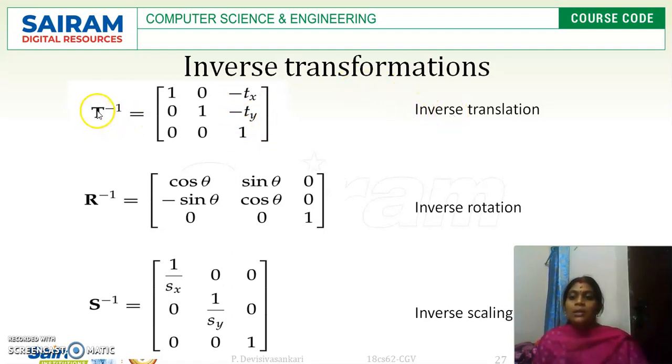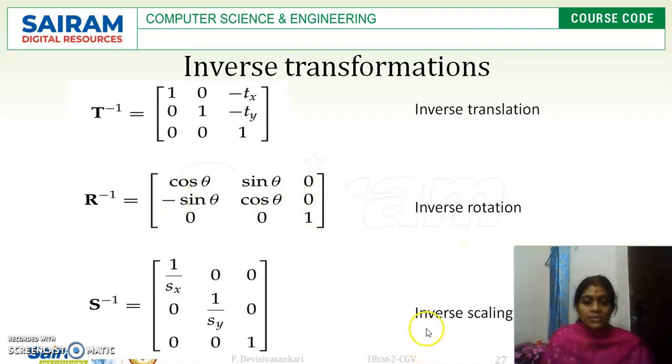So the T bar, the translation inverse, is equal to 1 0 minus tx, 0 1 minus ty, and 0 0 1, right? And the next one is inverse rotation. So R inverse, the rotation inverse, is equivalent to cos theta, sin theta, and minus sin theta, cos theta. Previously here it was minus sin theta, but now we are writing it here, along with the homogeneous coordinate. This is inverse rotation.